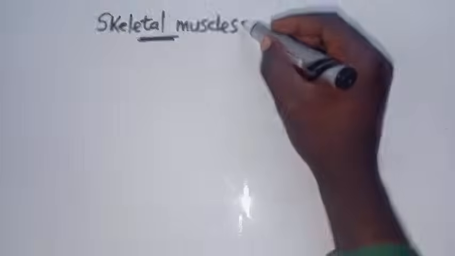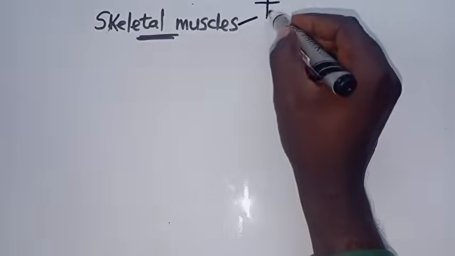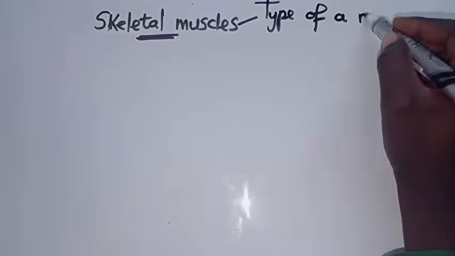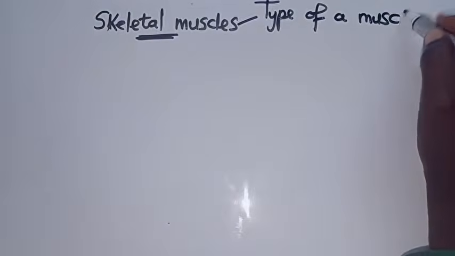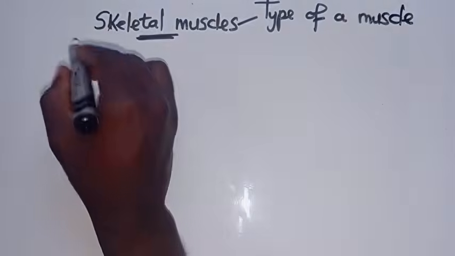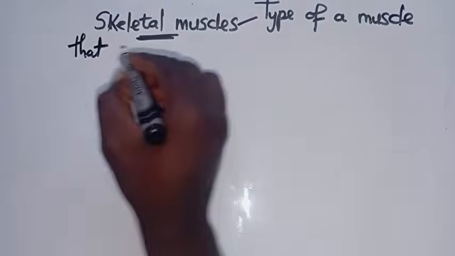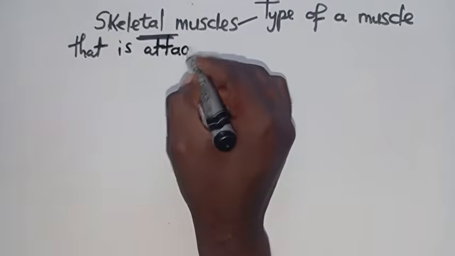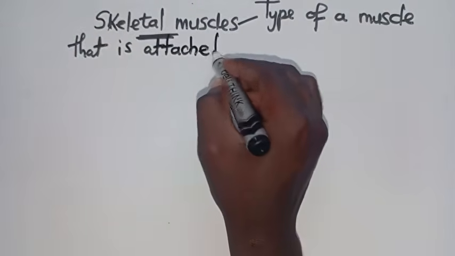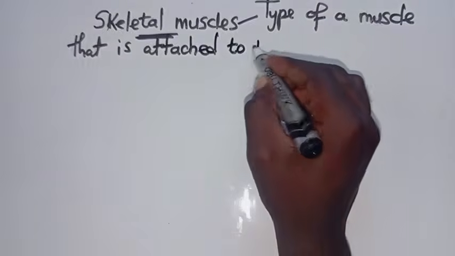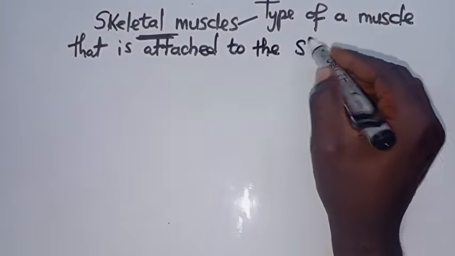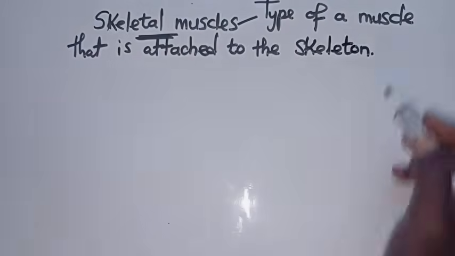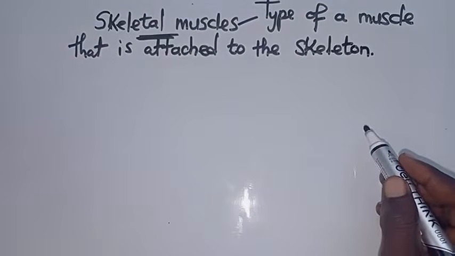You need to understand that we are talking about a type of muscle. It is a type of muscle that is attached to the skeleton. So this one is attached to the skeleton. This is what you need to get.